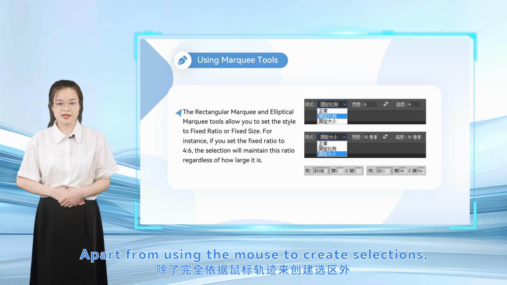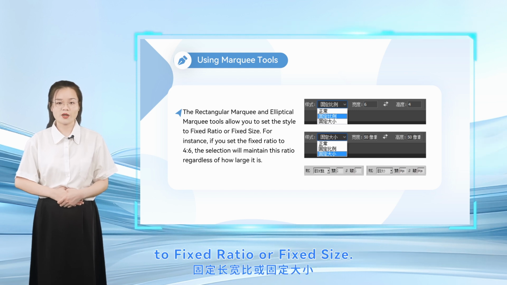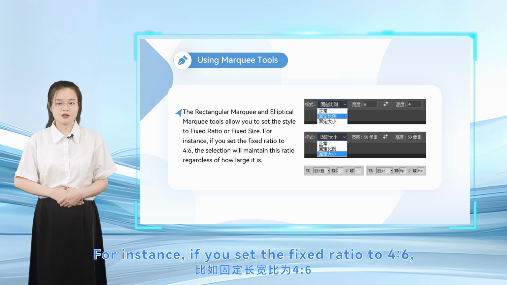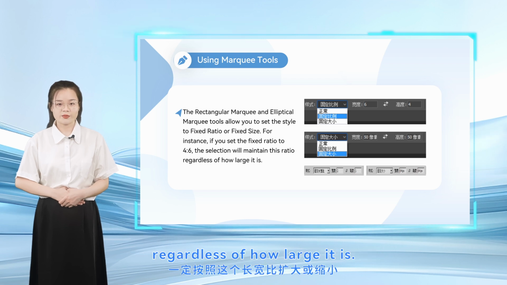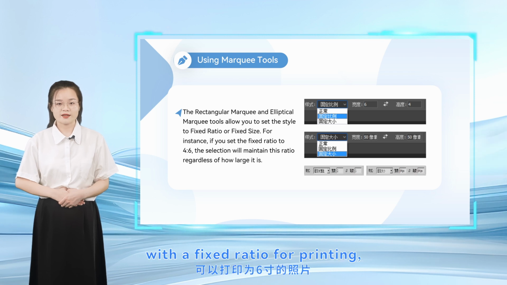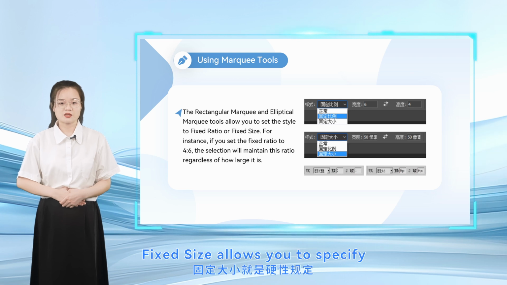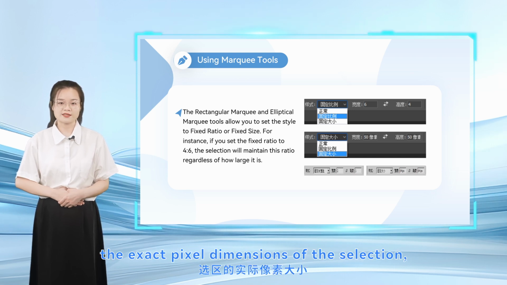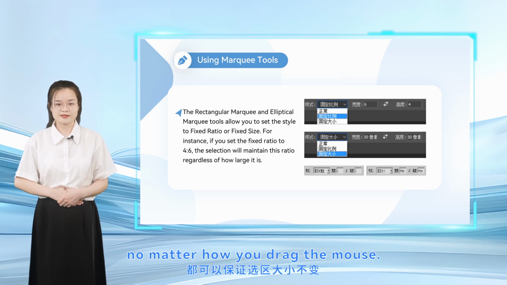Apart from using the mouse to create selections, the rectangular Marquee and elliptical Marquee tools allow you to set the style to fixed ratio or fixed size. For instance, if you set the fixed ratio to 4:6, the selection will maintain this ratio regardless of how large it is. You can create an image with a fixed ratio for printing, ensuring it doesn't get distorted. Fixed size allows you to specify the exact pixel dimensions of the selection, so it remains the same size no matter how you drag the mouse.